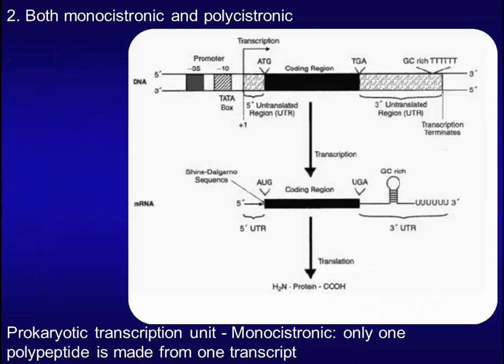Second feature, transcription in bacteria is both monocistronic and polycistronic. This is an example of monocistronic. One gene on the DNA is transcribed into mRNA, and at the end, only one protein is made from that mRNA.